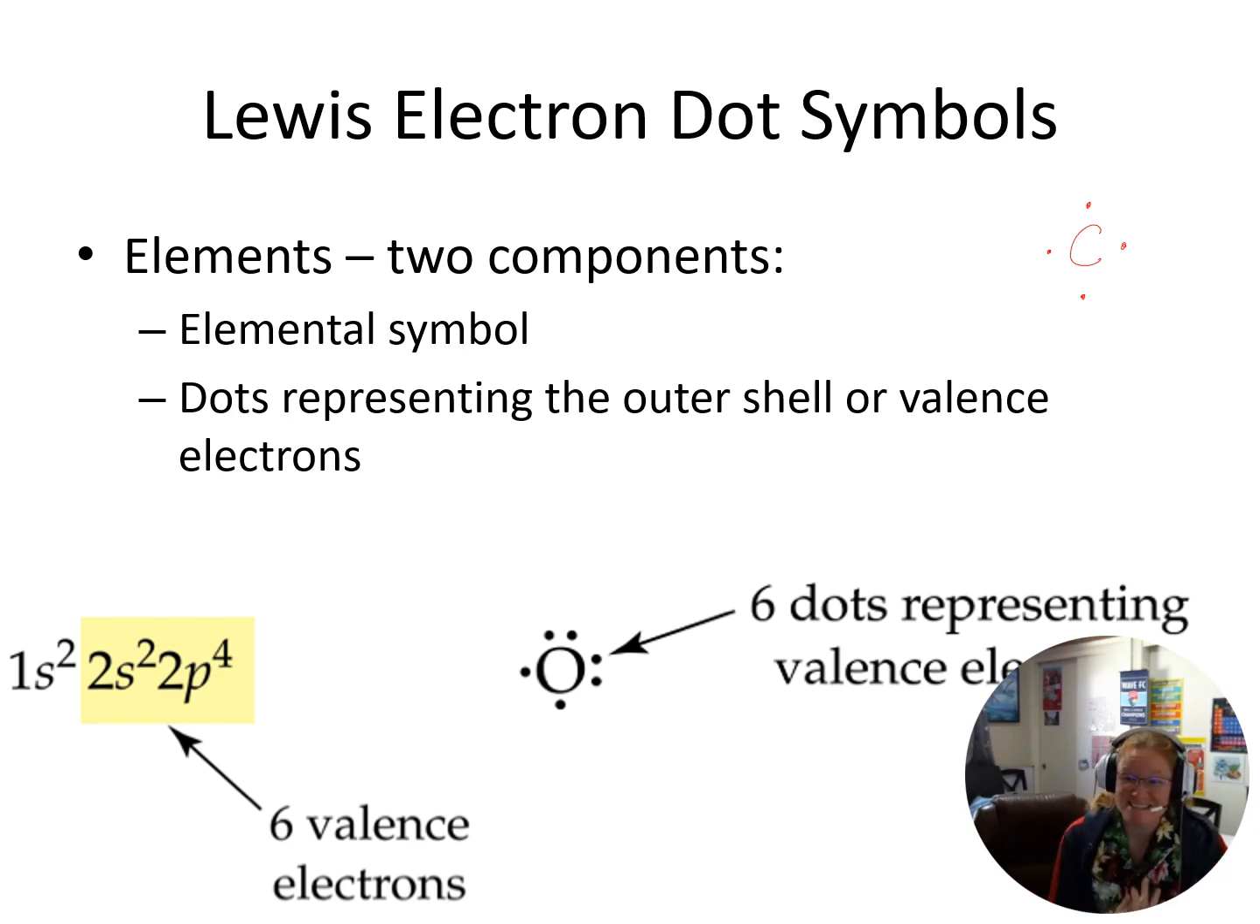Oxygen down here has 6 valence electrons. We have 2 unpaired electrons. Oxygen's preferred bonding would be 2 bonds.